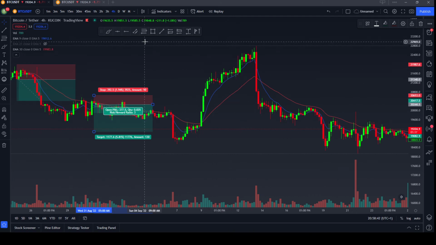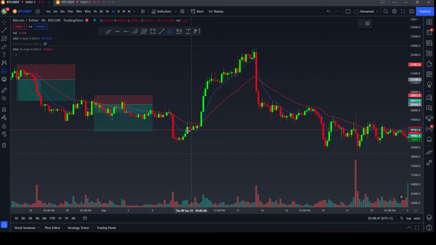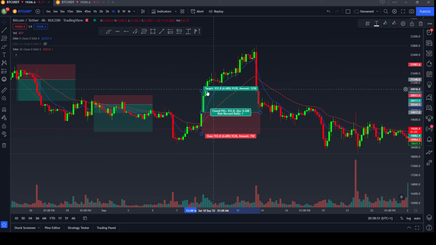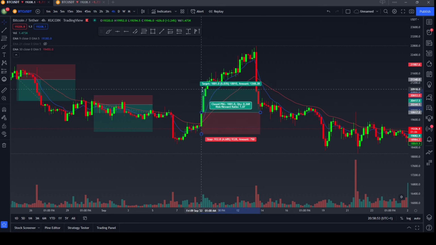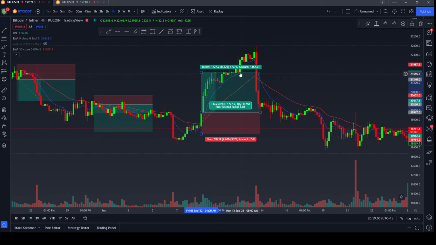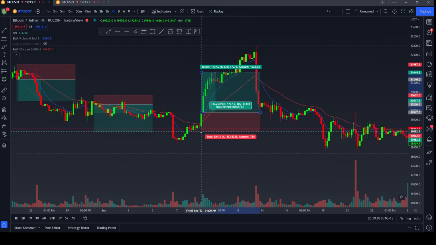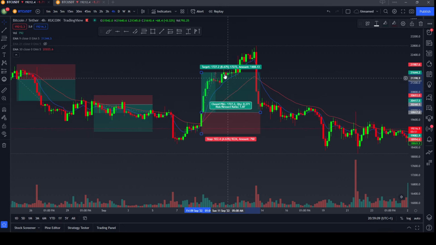So if you took a long position, you'd have got in here and you would have got out just there, where this just closed, and your stop would have been just below this consolidation. Massive move, 8% move, 1,727 basis points. That's a lot.